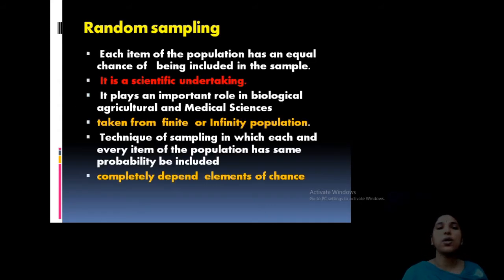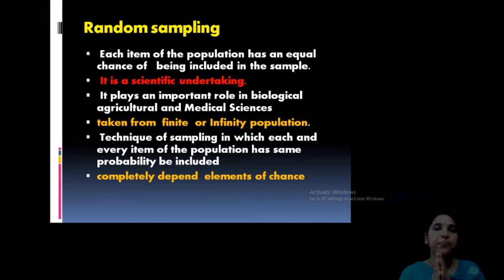Okay. Now let us move on to random sampling. What is actually the basic principle behind random sampling? Each item of the population has an equal chance of being included in the sample. That's very, very important. Clear? Each item of the population has an equal chance of being included in the sample.